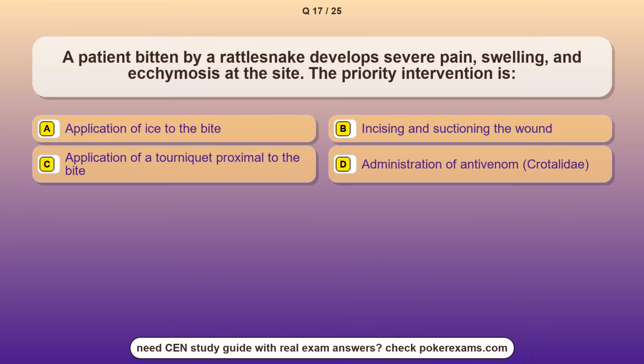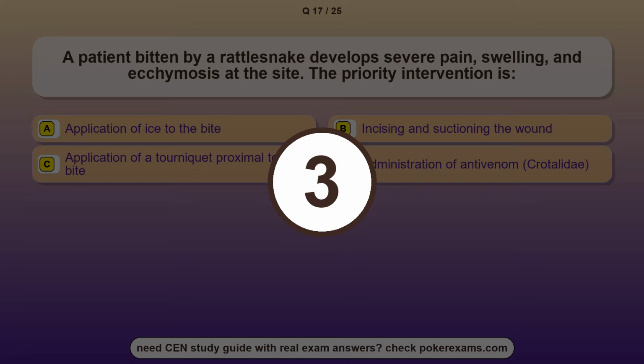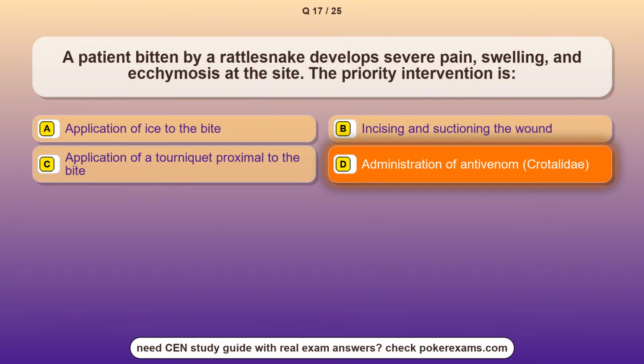Question 17. A patient bitten by a rattlesnake develops severe pain, swelling, and ecchymosis at the site. The priority intervention is option A, application of ice to the bite. Option B, incising and suctioning the wound. Option C, application of a tourniquet proximal to the bite. Option D, administration of antivenom, crotalidae. The correct answer is option D, administration of antivenom, crotalidae.